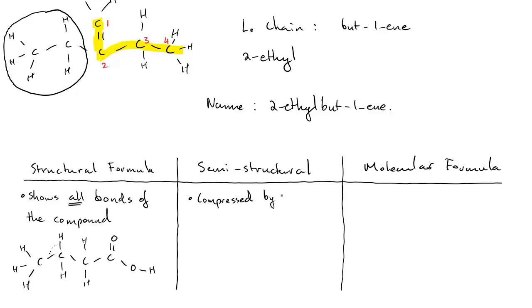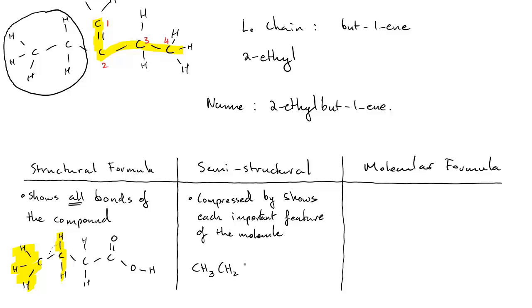but shows each important feature of the molecule. So, if you wanted to write out a semi-structural formula for that molecule there, you would first have to break this up into parts. So you'd look at this part first. And so you can see if you wanted to compress it and not necessarily show the bonds, but just show the atoms that it's made up of, you would say CH3. Then you would look at the next part, which is this part here, which is CH2. And then again, it's CH2. And then COOH. So you write it in order, but you don't necessarily show all the bonds.